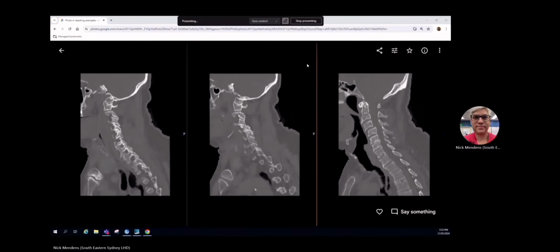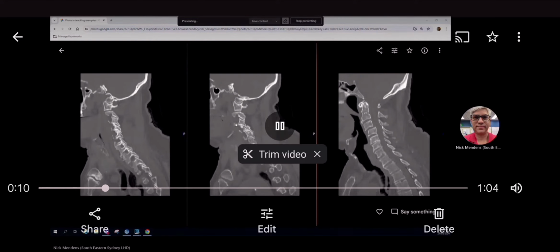So we're going to discuss a bit of a trauma to the C-spine. What I want you to do is just watch this and pause at various points so you can actually have a closer look and then continue through the video. So what I'm pointing out here is there's a vertebral facet joint displacement right about here.